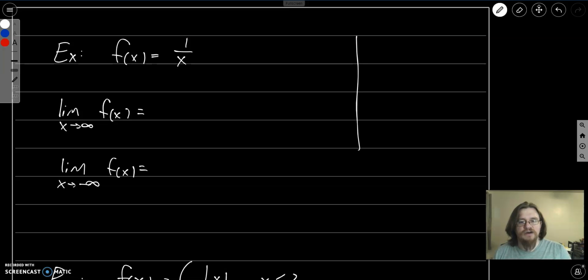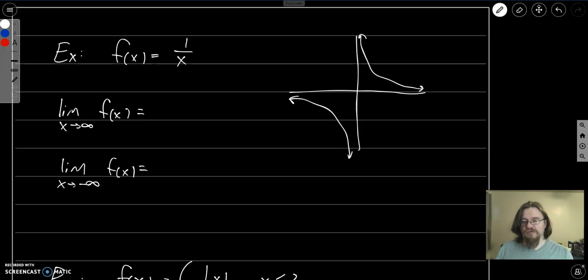So let me draw our function again. Our function is going to look something like this. So as x approaches 0, we were getting close to infinity if we're coming from the right, and close to negative infinity if we're approaching from the left. But here's infinity showing up in a new place. We can let x approach infinity as well.